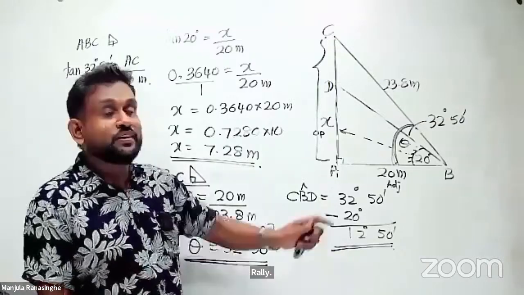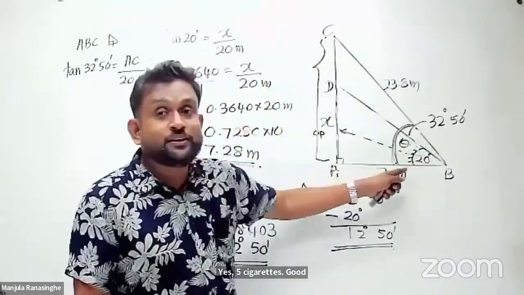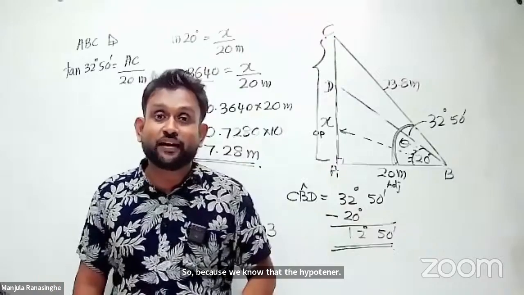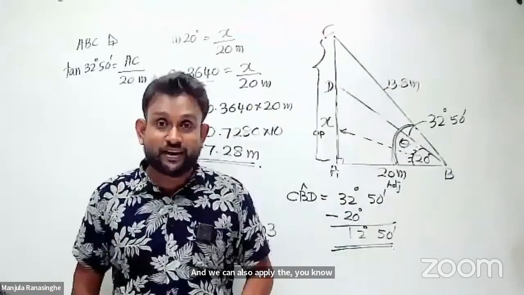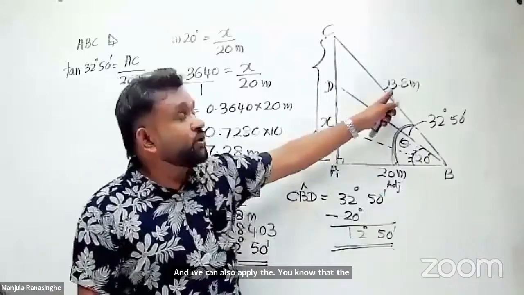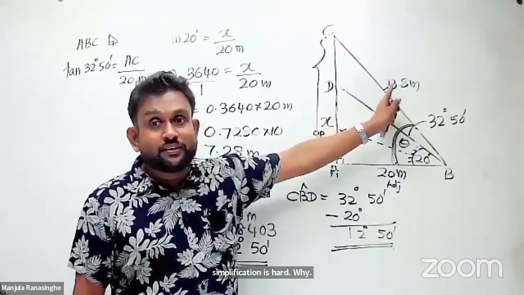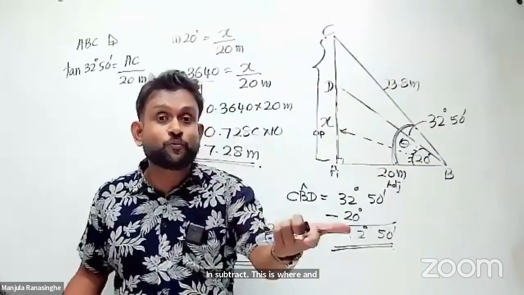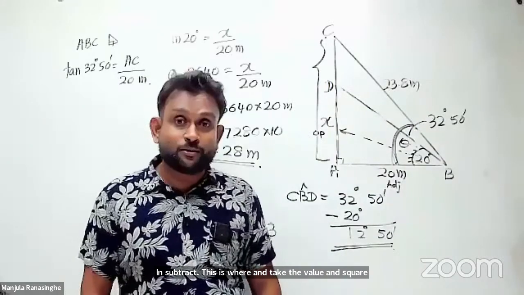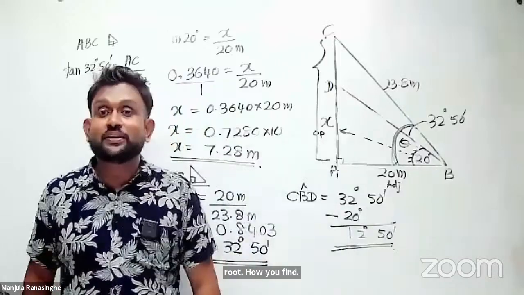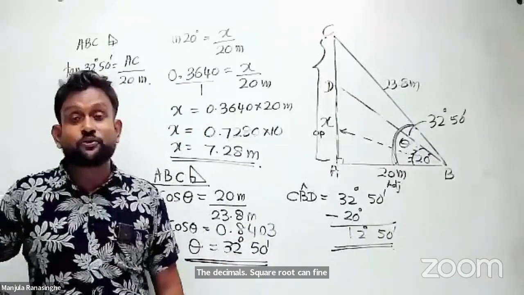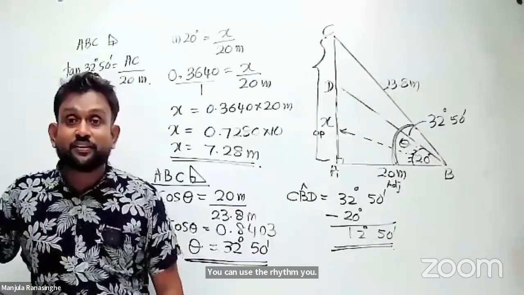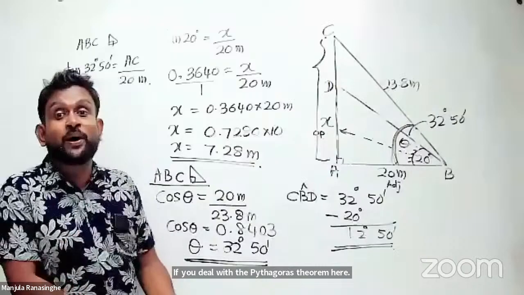Because we know the hypotenuse length and 20 meters, we can also apply the Pythagoras theorem. But the simplification is hard. Why? Here 23.8 has to be squared, then subtract this square, take the value, and take the square root. How do you find the square root of decimals? You can find it, but the simplification is hard. You can use logarithms if you deal with the Pythagoras theorem here, but this one is the easiest.